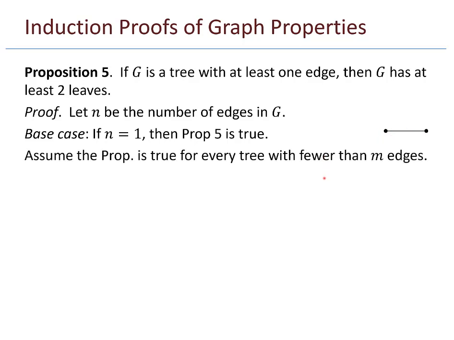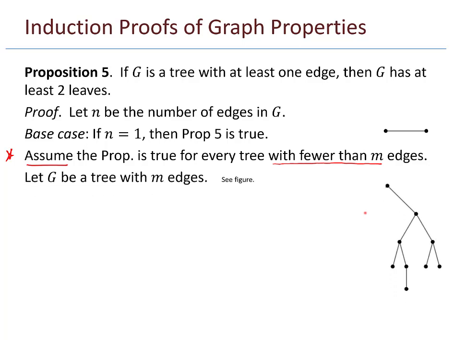Now here is the induction hypothesis. Let's assume that the proposition is true for every tree with fewer than m edges. So I proved that it was true for a tree with one edge, and maybe I could also show with 2 edges or 3 edges or 4 edges up to some point. But I'll say that maybe m is the first case that I don't know. So again, my induction hypothesis, let's assume that the proposition is true for every tree with fewer than m edges. So what do we do?